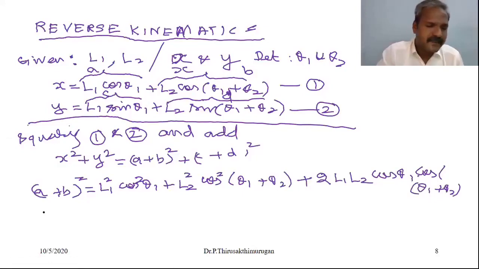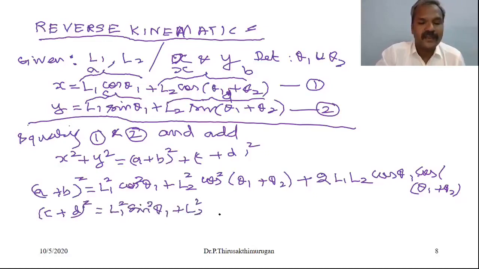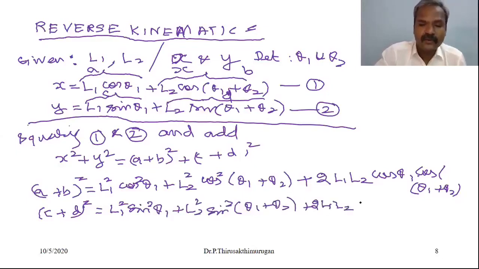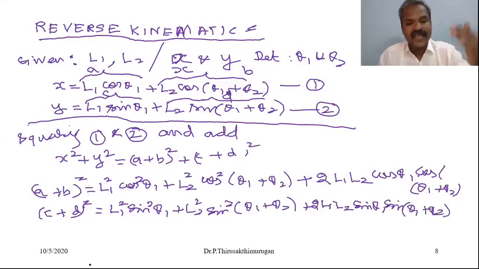Clear? Then C plus D whole square. What are you getting? L1 square sin square theta 1 plus L2 square sin square of theta 1 plus theta 2 plus 2 L1 L2 sin theta 1 into sin of theta 1 plus theta 2. Now just add these two.